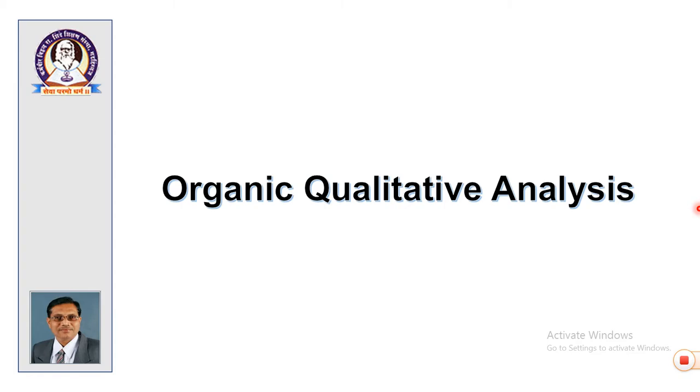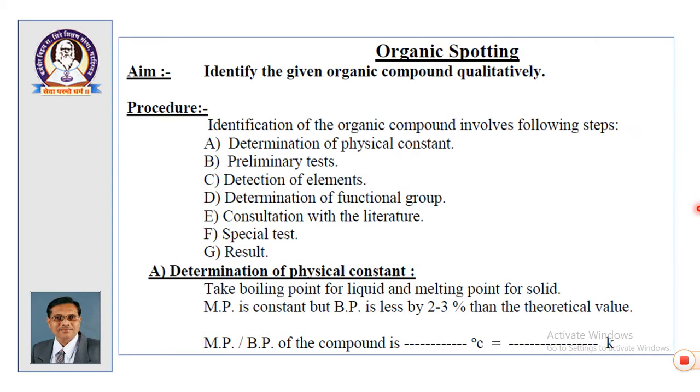Today, we are going to deal in detail with organic qualitative analysis. In the examination, you will be asked to perform one organic spotting, that is organic qualitative analysis or organic estimation. So, what is organic qualitative analysis? Just I mentioned, qualitative analysis is related to observations only. So, the process is called as organic spotting.